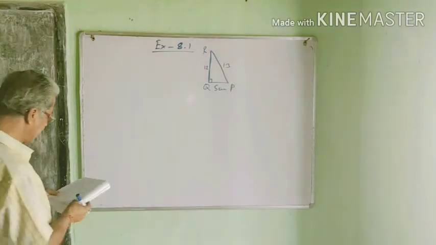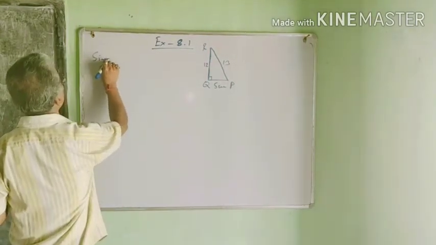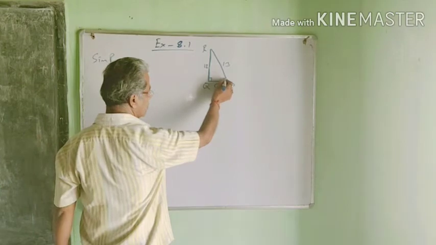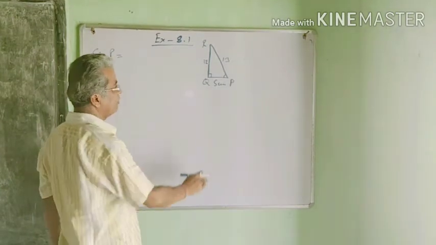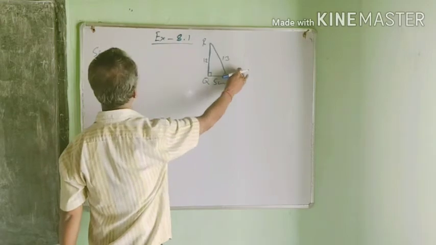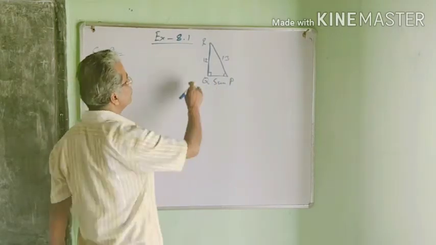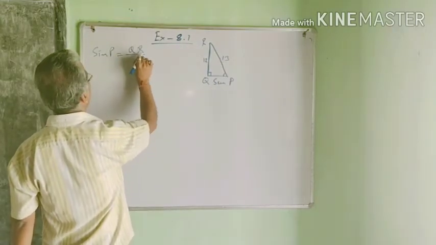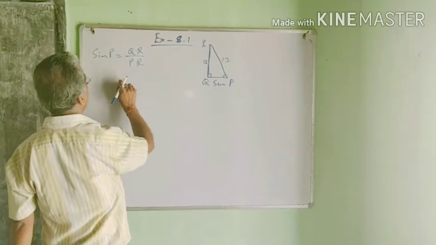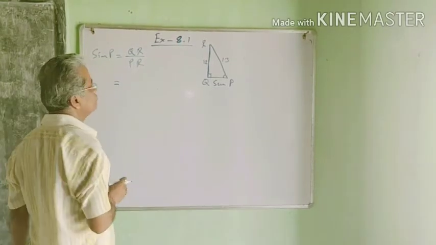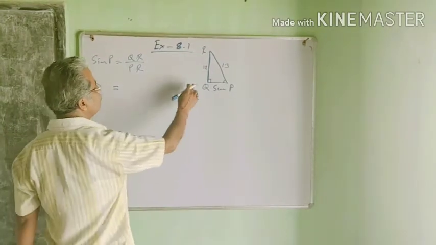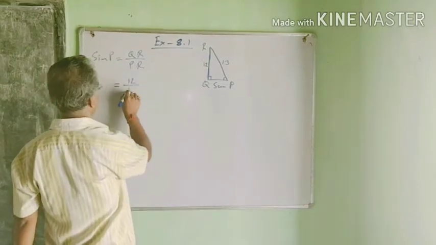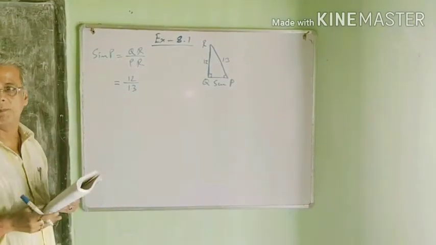So first one is sine P. With respect to this acute angle P, there is base, perpendicular and hypotenuse. Sine is perpendicular is to hypotenuse. So QR is to PR. Already we have found out QR is 12 and PR is 13. So sine P is 12 by 13.